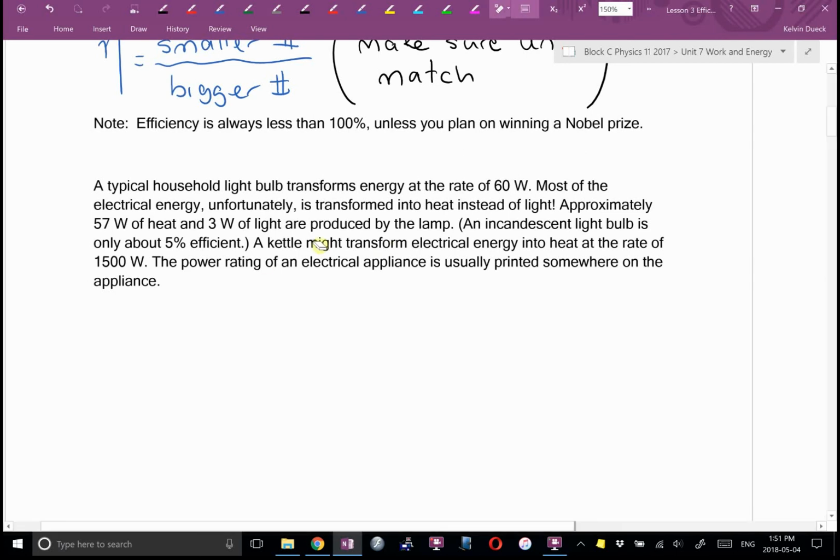A kettle might transform electrical energy into heat at the rate of 1500 watts, and the power rating of an electrical appliance is usually printed somewhere on the appliance. Okay.